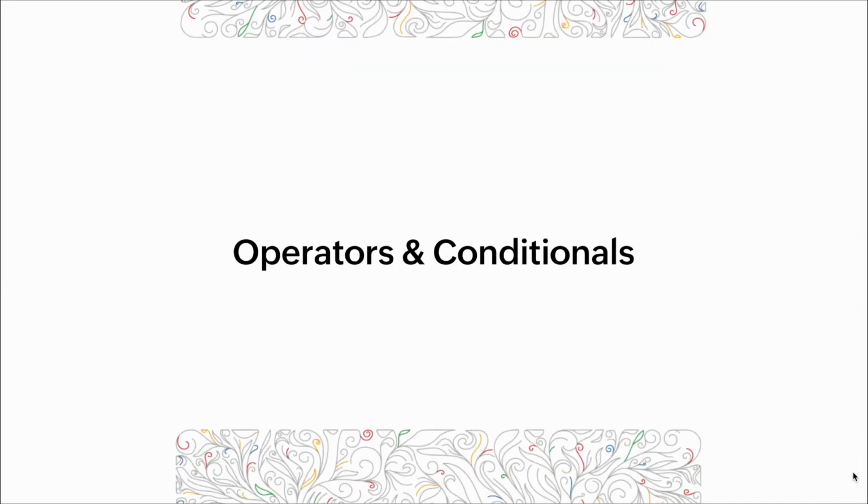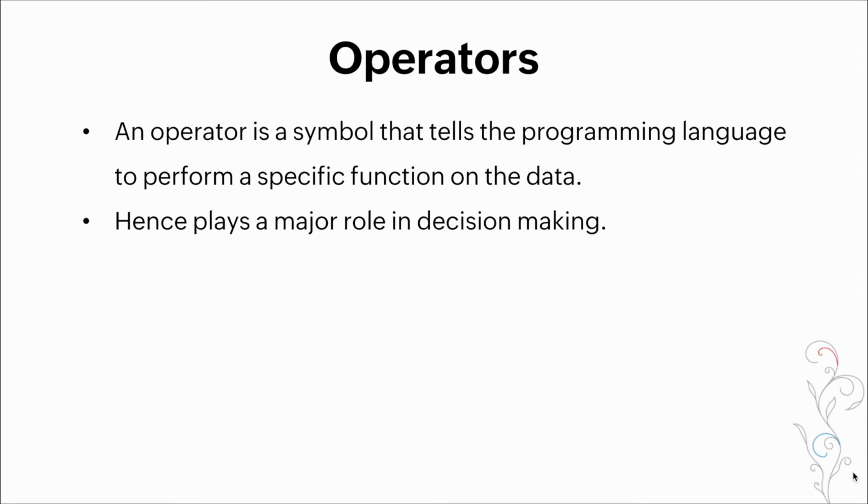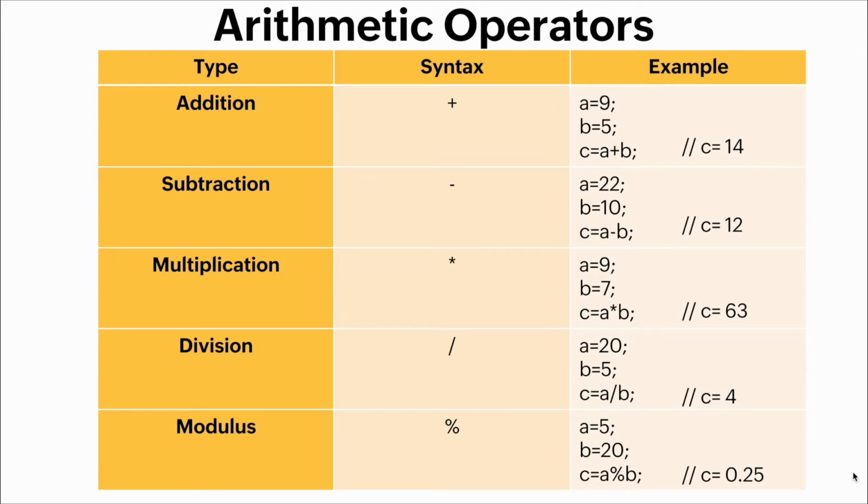Now, operators and conditionals. What are operators? An operator is a symbol that tells the programming language to perform a specific function on the data. These play a major role in decision making. Here's a table with some arithmetic operators. We have the addition, subtraction, multiplication, division, and modulus operators.